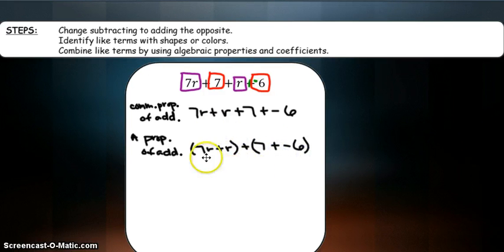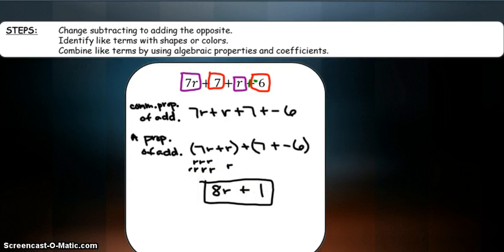Okay, now we can actually add them. So 7r plus r is like taking 7 r's, 1, 2, 3, 4, 5, 6, 7, and adding one more r. How many r's are there now? Well, there's 8. So we get 8r plus, over here we have 7 plus negative 6. Well, 7 minus 6 is 1. So we get 8r plus 1 is our final answer.